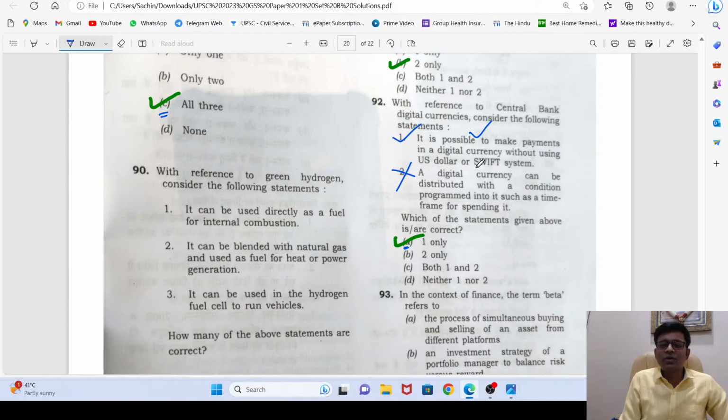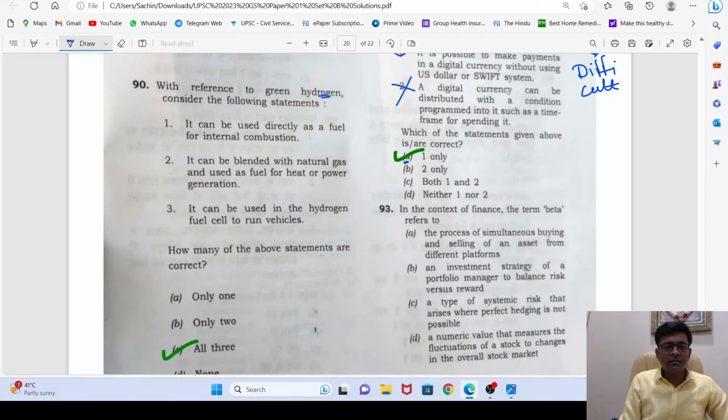This is wrong. It is about CBDC, central bank digital currency. It was easy to predict that there will be a question on CBDC, but the way they asked the question now, it is a difficult question. Okay, about green hydrogen, it can be used as a fuel for internal combustion engine. Yes, it can be blended with natural gas and used as fuel for heat or power generation. Correct. It can be used in hydrogen fuel cells to run vehicles. Correct. Your answer is C, all the three.